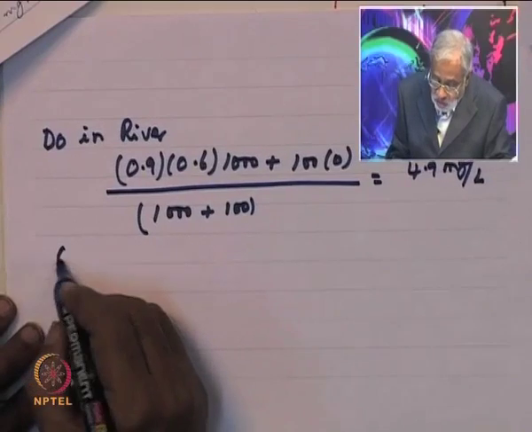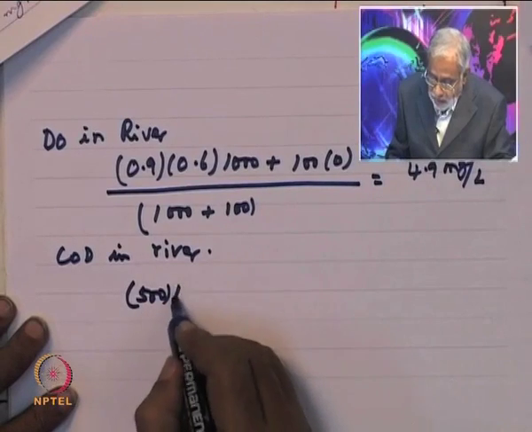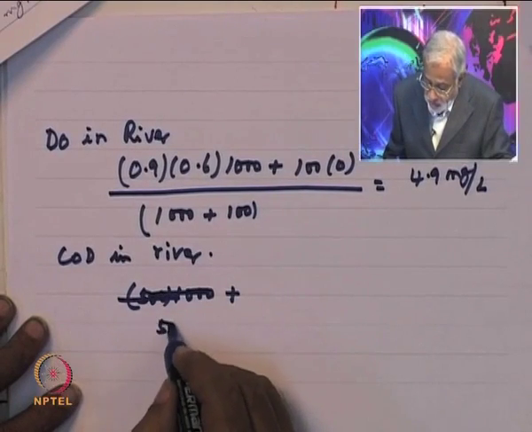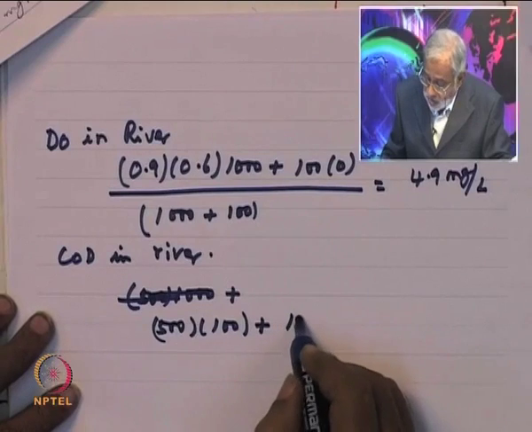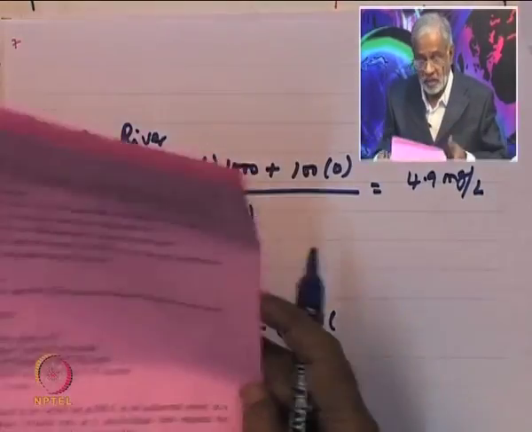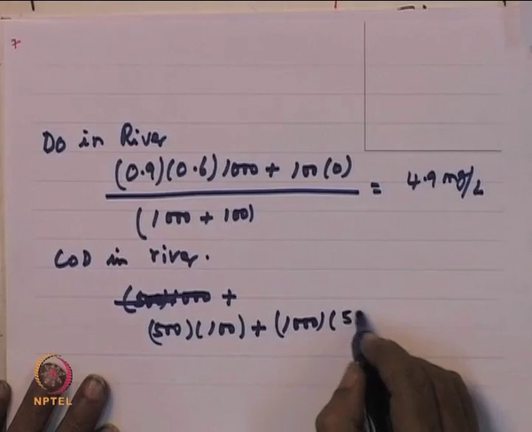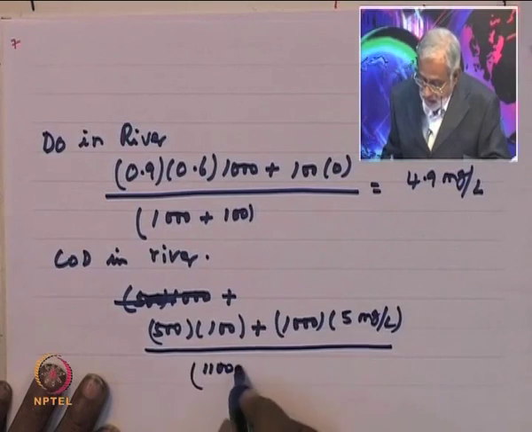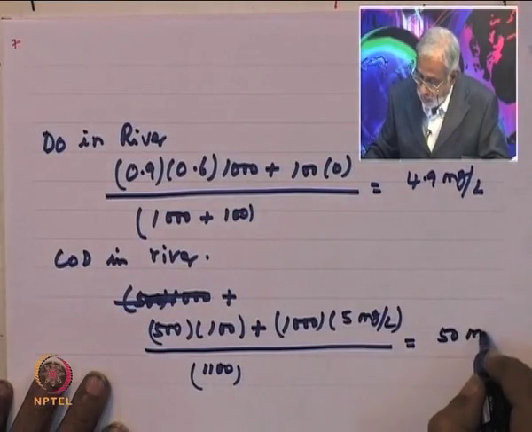Okay. Now, similarly, COD in river is how much? You are coming up with 500 multiplied by 100, 100 is the sewage that is coming in, and then you have 1000 cubic meters into the COD of the incoming water, which is 5 milligrams per liter, okay, divided by 1100. That is, 1000 plus 100 is 1100. So, when you do this calculation, it comes out to be 50 milligrams per liter.